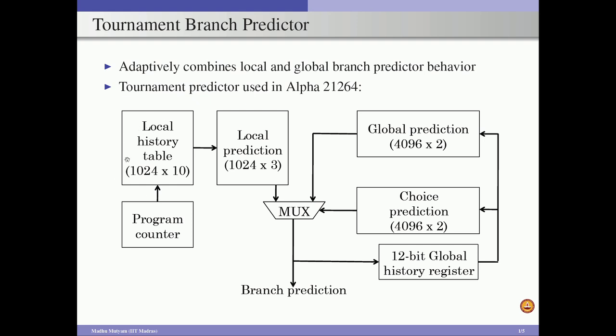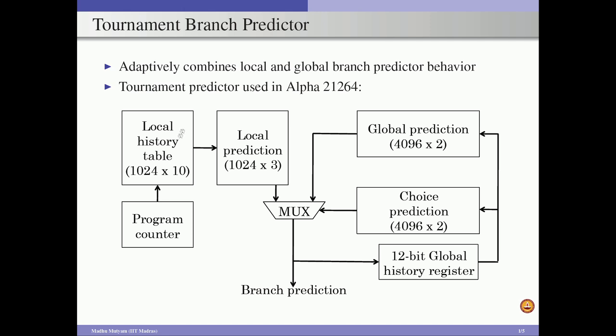Because the local history table has 1024 entries, we use 10 bits from our branch instruction address to index into this table to get one particular entry, which gives another 10-bit information, and this 10-bit information we use to index into the local prediction table. This is going to give a 3-bit outcome, and using the 3-bit outcome we will make a local decision, because whatever prediction we make from this local prediction table is because of the behavior we observed for the similar branches which are mapped to the same entry.